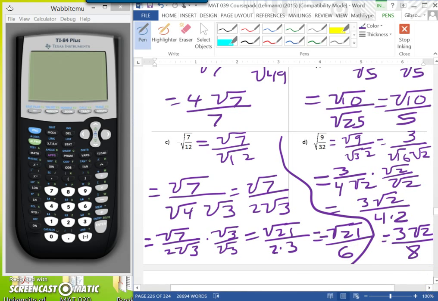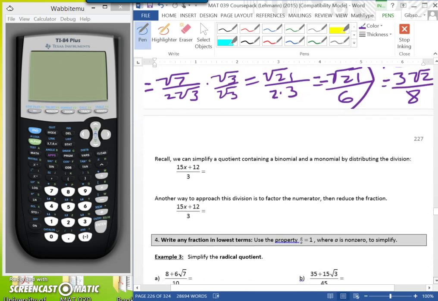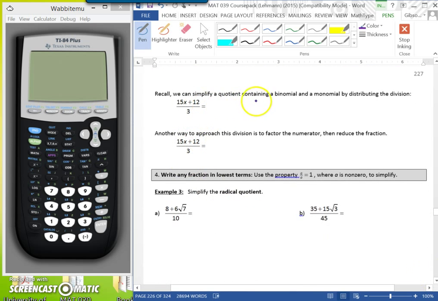Okay, now, go on to the next page. It says, recall, we can simplify a quotient containing a binomial and a monomial by distributing the division. So it'll be 15x over 3 plus 12 over 3. And we know 15 divided by 3 is 5, so that'll be 5x plus 4. Now we move on down here.